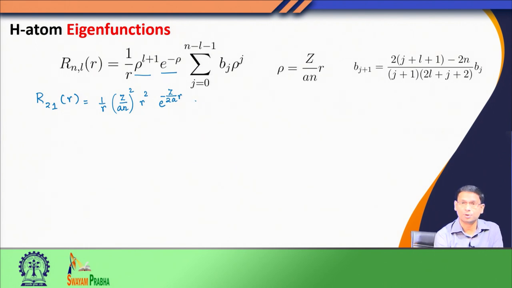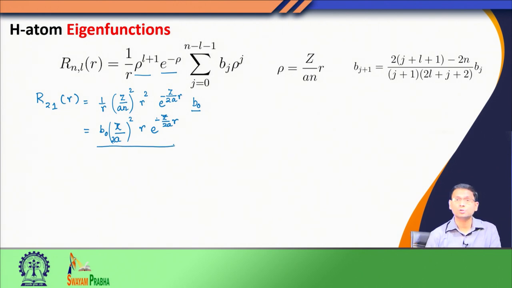Now, we look at the main body solution of the eigenfunction, which is given by the power series expansion. When you see here, j goes from 0 to n minus L minus 1. Since n is 2 and L is 1, 2 minus 1 minus 1 is 0. Therefore, I am left with only one term in this series expansion, and that term is B 0, which is a constant. I still do not know this constant. So, I bring this to the left hand side and I see 1 over r multiplied by r square, which will give me r multiplied by. So, this is the radial function corresponding to the 2p orbital.